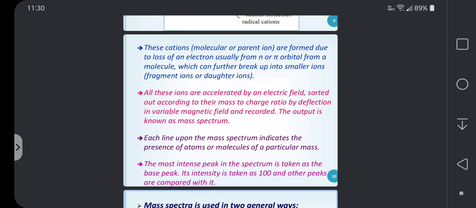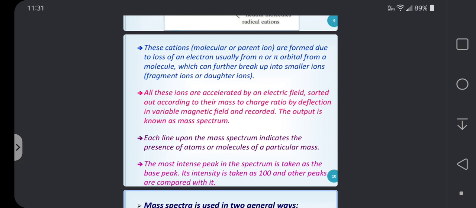The molecular ion or parent ion is formed by loss of an electron from a non-bonding orbital or from a pi orbital, and those molecular ions are broken up into daughter ions, which are also called fragment ions. These fragment ions are accelerated by an electric field, and they are sorted out according to their mass to charge ratio by deflection in a variable magnetic field, and they are recorded. The output is known as the mass spectrum.